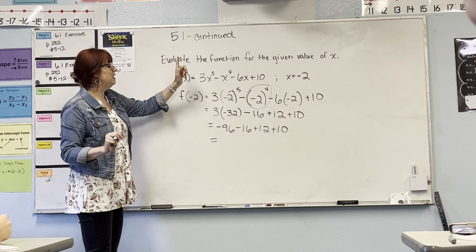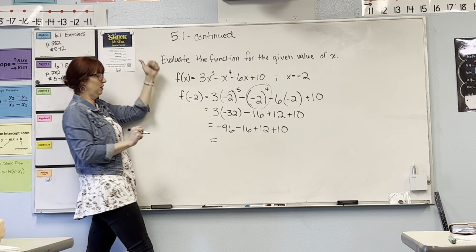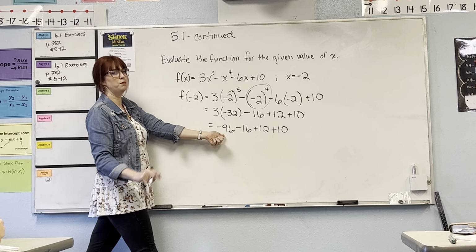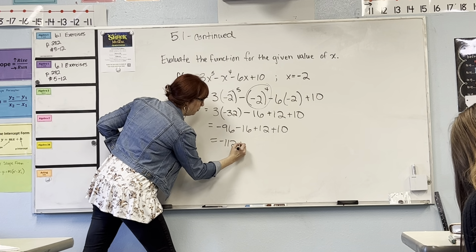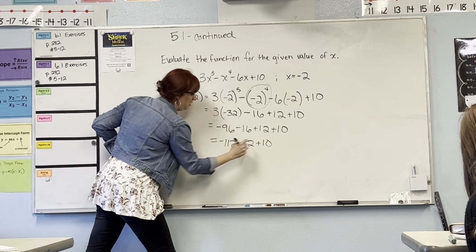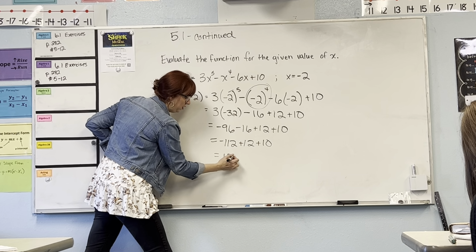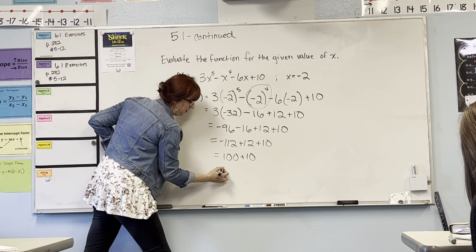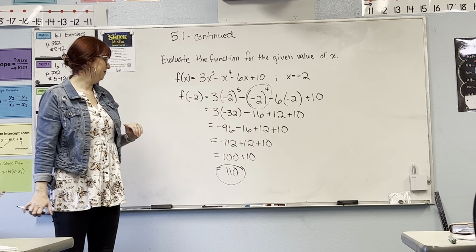Okay, negative 96 minus 16 more, we're adding in that negative direction. So that's negative 112. Plus 12 gives us what? 100 plus 10. Negative 90. Oh, goofy. Someone got 134. Whoa! No way.